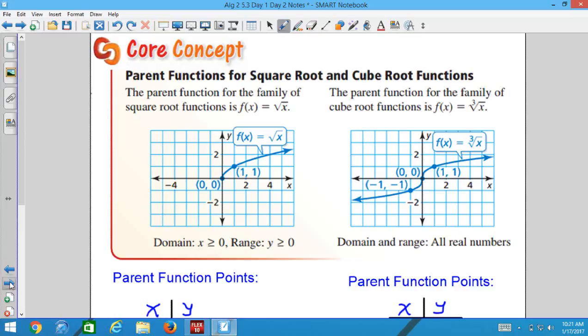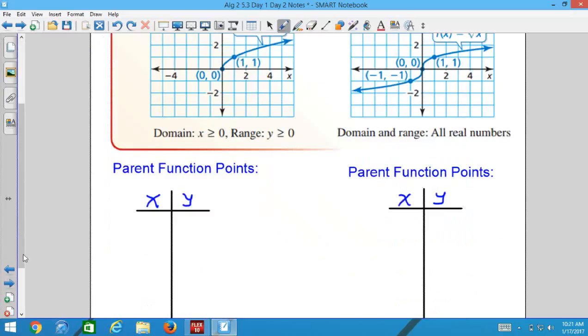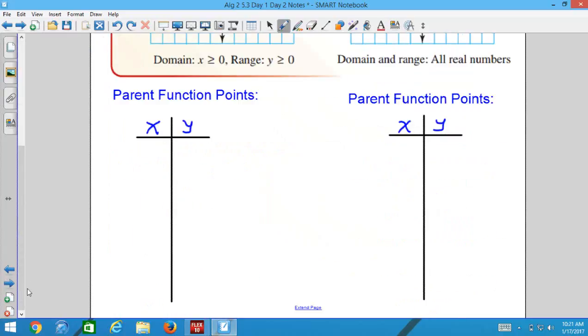Okay, guys, this page has the parent functions for the square root and for the cube root. These are the parent functions. We're going to make a list of the parent function points just in case you need to use that when we do transformations. So for parent function points, for the x's, since this one is square root, this isn't there. I added this in. So you can tell it's handwritten by me.